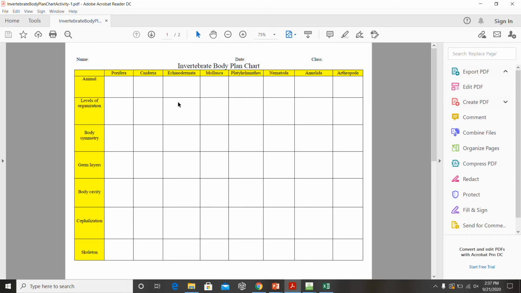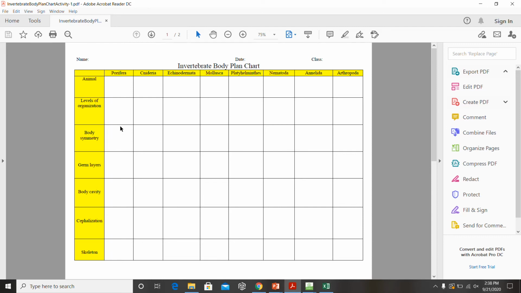For levels of organization, the second row, you're going to tell me if they have specialized cells, specialized tissues, or specialized organs. Porifera only have specialized cells. They don't have specialized organs or tissues. Body symmetry: is it asymmetrical, radial, or bilateral? Porifera would be asymmetrical. Sponges don't have any type of symmetry.